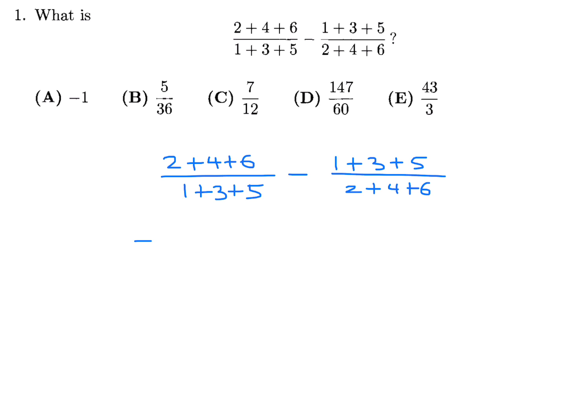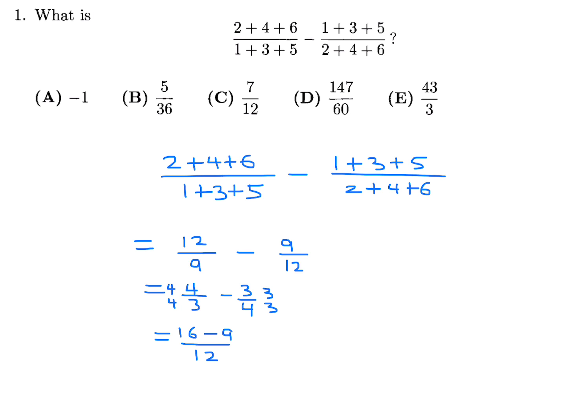And the first one, this is 12 over 9. And the second one, it's 9 over 12. And of course, that reduces to 4 over 3 minus 3 over 4. Get a common denominator, 4 and 4, 3 and 3. And you've got 16 minus 9 over 12. And that is 7 over 12. So number 1, the answer is C.